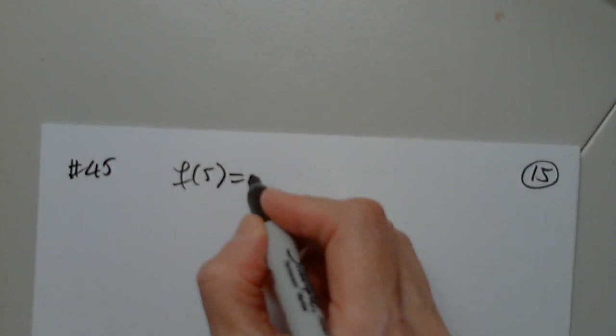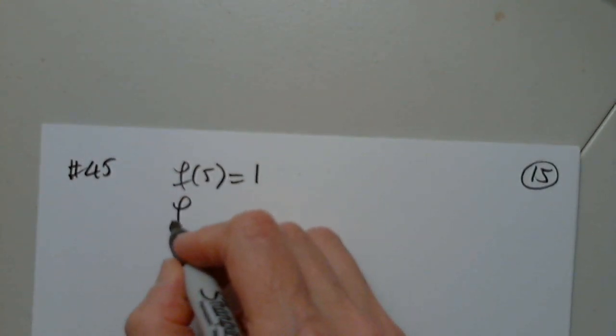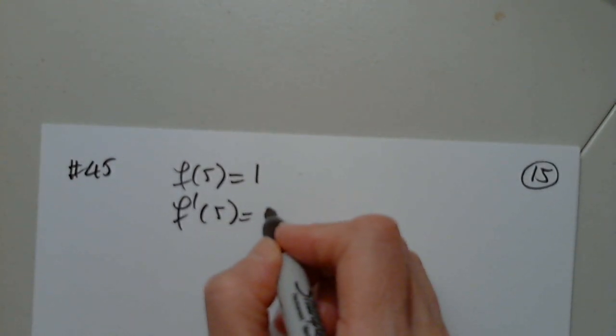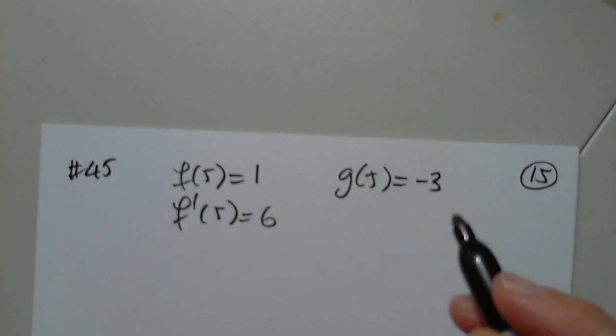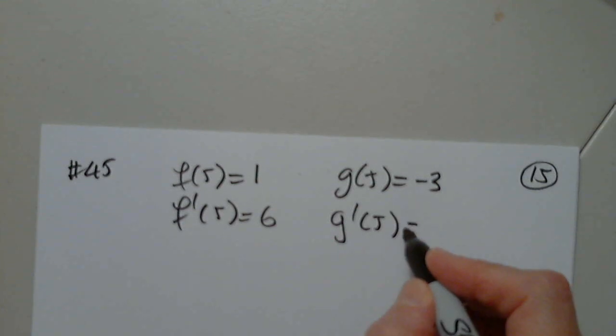So f of 5 is 1. F prime of 5 is 6. G of 5 is negative 3. G prime of 5 equals 2.